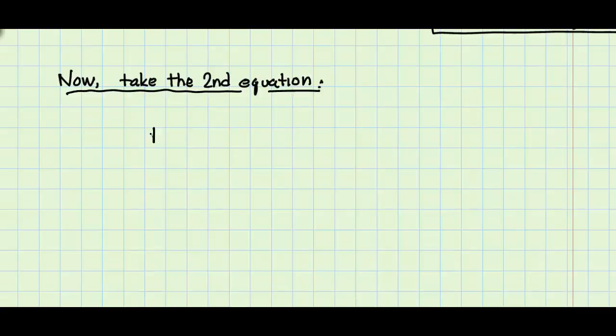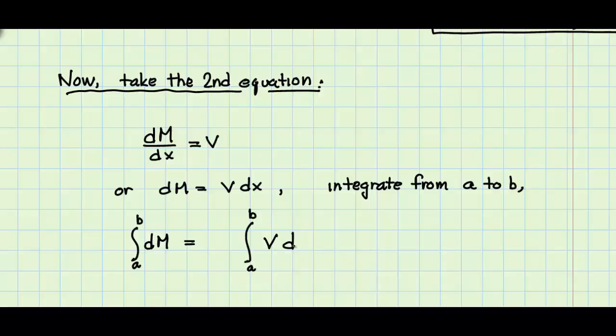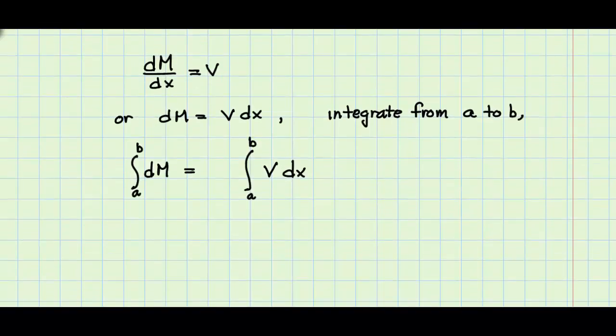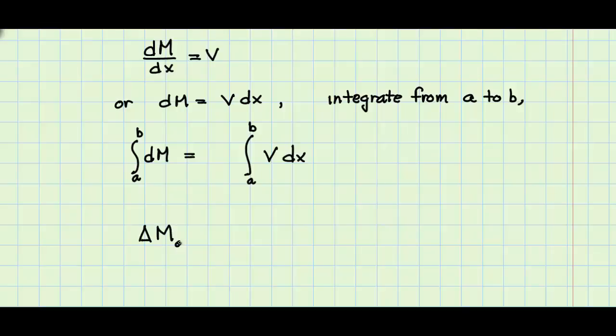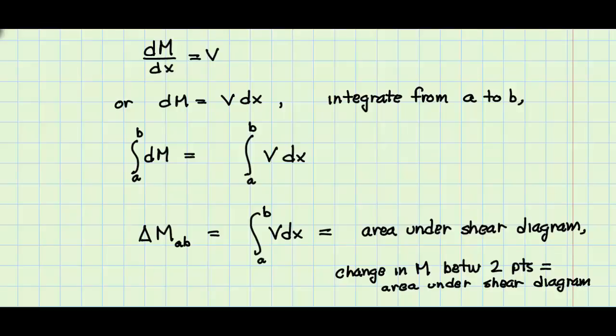So now let's do the same with the second equation, integrating both sides. The left side is the change in moment value between a and b. The right side is the area below the shear diagram between a and b. So we have rule number 4. The change in the value of moment between 2 points along a beam is equal to the area under the shear diagram between those points.